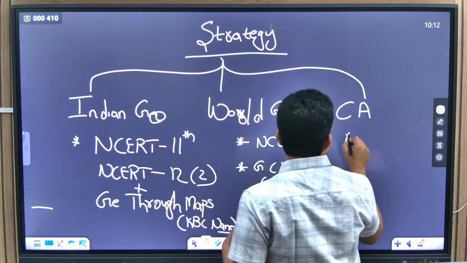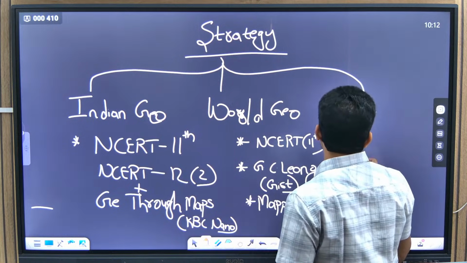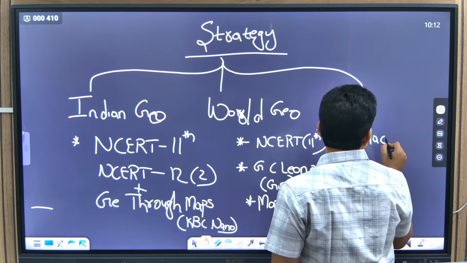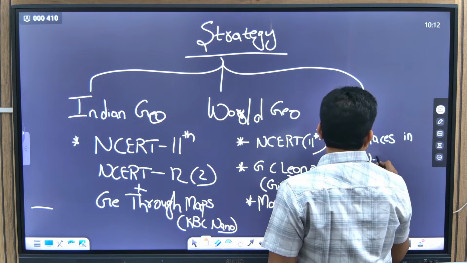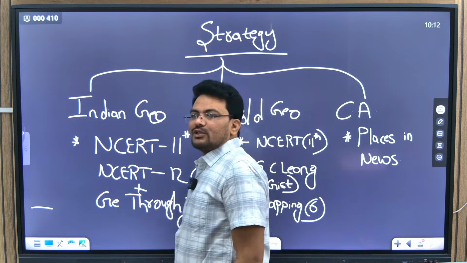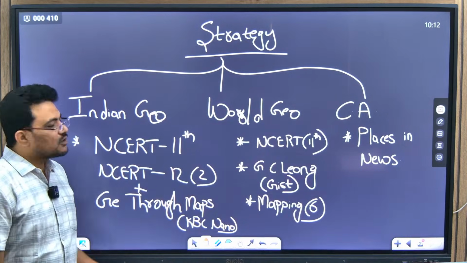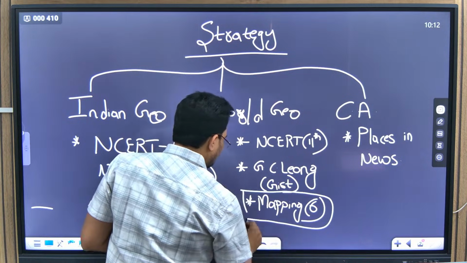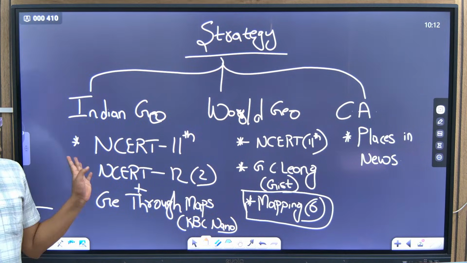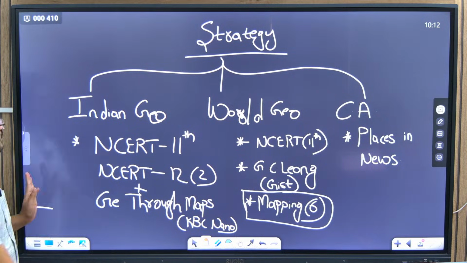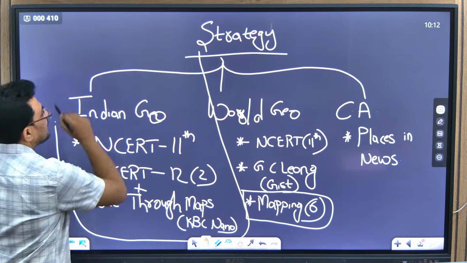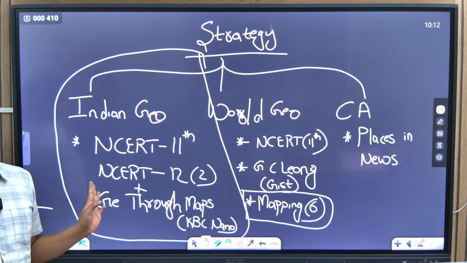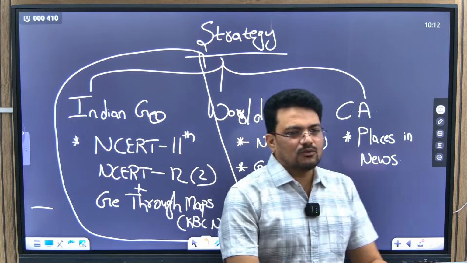And for current affairs, like here in our institute and in the monthly magazines and in the newspapers, you would be knowing places in news, right? Places in news. Any good compilation before the examination would be helpful. So you should be doing these three things. You can get maximum, like out of 100%, 80 to 90% of the questions can be addressed using these things.